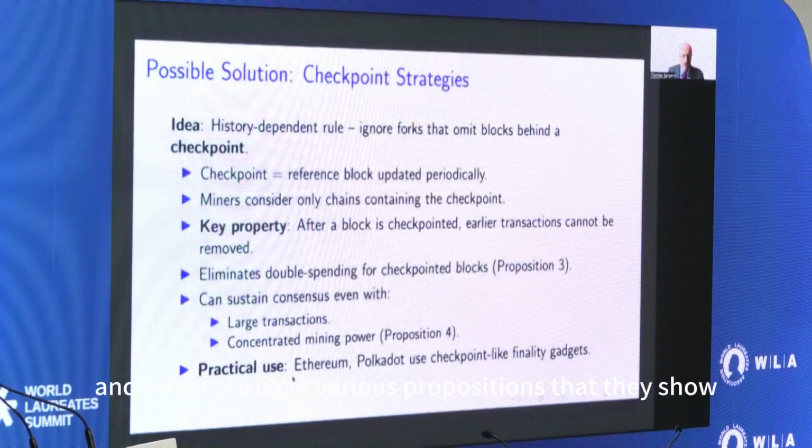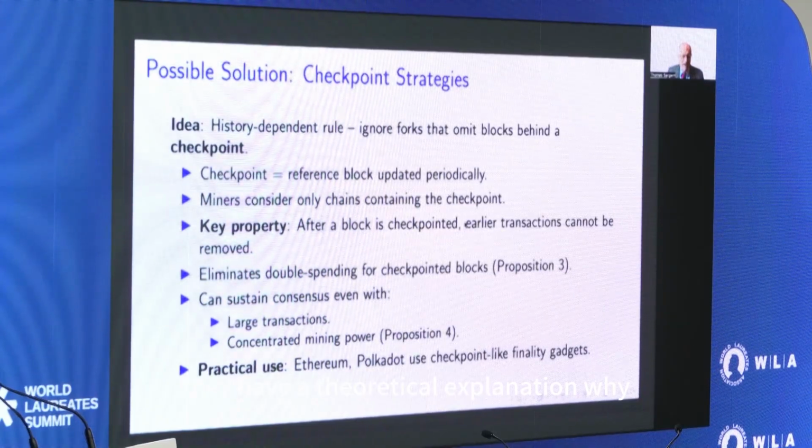And then they have various propositions that show how this works. They show that it contains some of the vulnerabilities. It prevents some of the vulnerabilities. So large transactions and concentrated mining power become less of a threat. So the truth is that they have a theoretical explanation why Ethereum and Polkadot actually use checkpoint-like gadgets to try to fix this vulnerability.